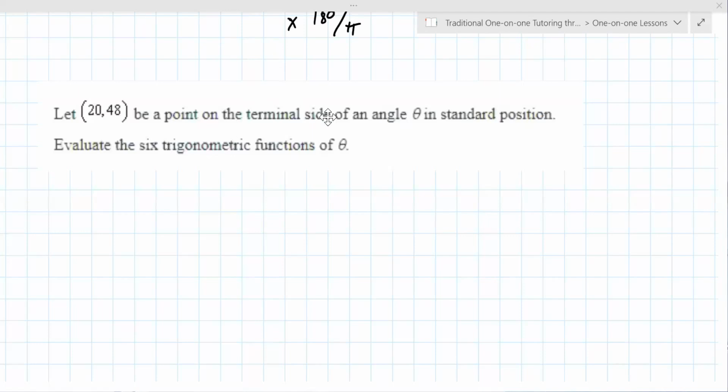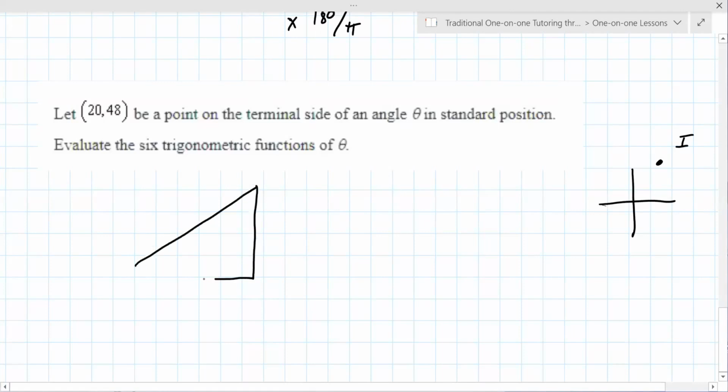All right, so that says let (20, 48) be a point on the terminal side of an angle. So what you would want to visualize is, where is (20, 48)? Well, it's over here in the first quadrant somewhere. You see that? And in the first quadrant, again, not to scale, but 20 is your X and 48 is your Y. And theta is always this angle right here. I've drawn a bunch of triangles where theta is always in that position.